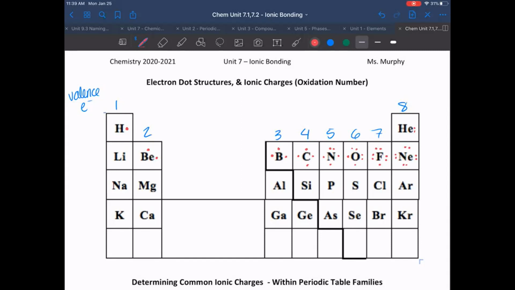Like in the professional chemistry world, does it matter which side you start with? No. Nope. Remember, He is only 2? Yep. Its atomic number is 2, so it can only hold 2.